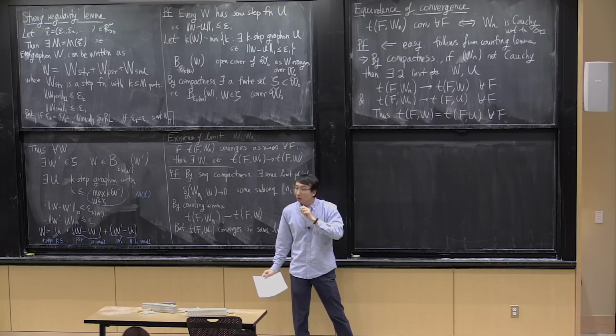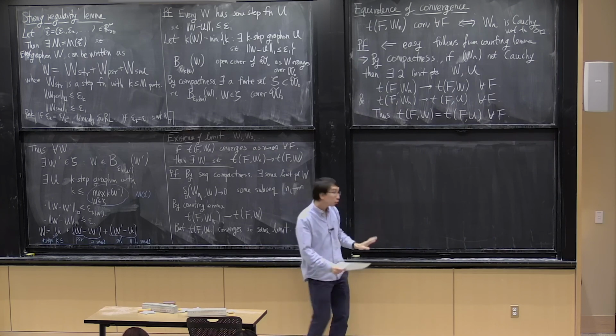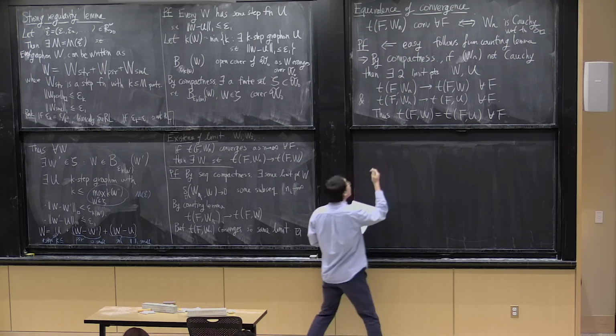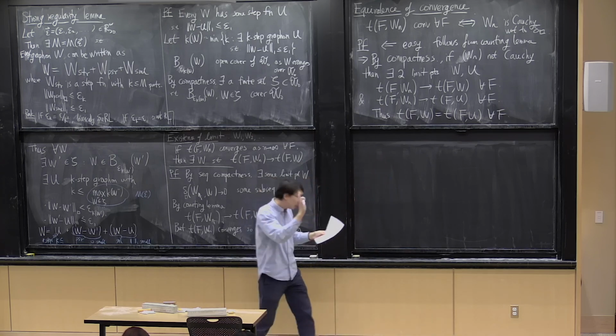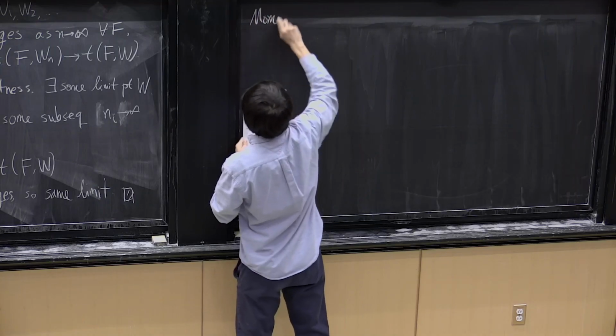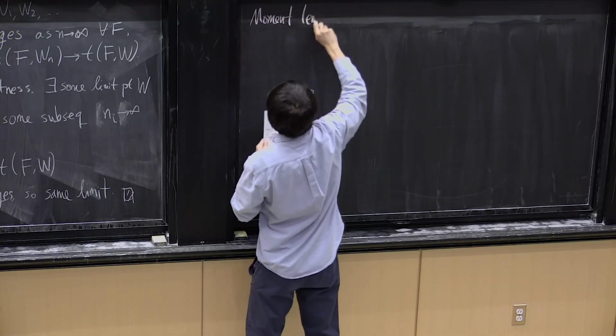Okay. So we would be done if we can prove that the F densities, the collection of all these F densities, determine the graphon. And that's indeed the case. And so this is the next claim. It's what I would call a moment lemma.